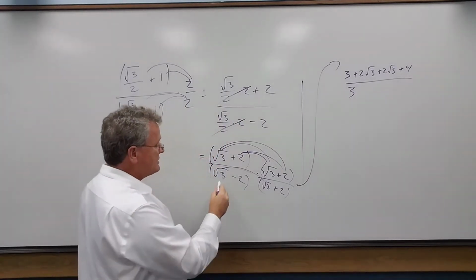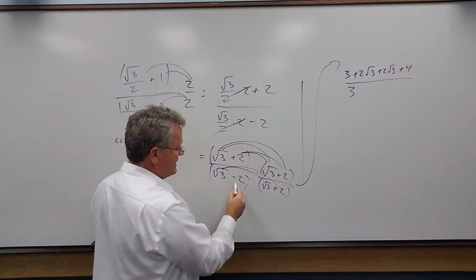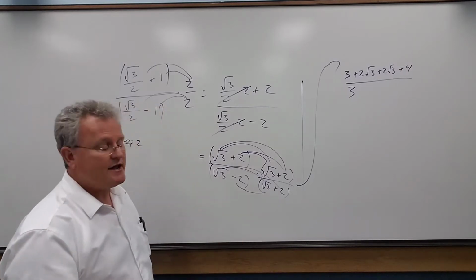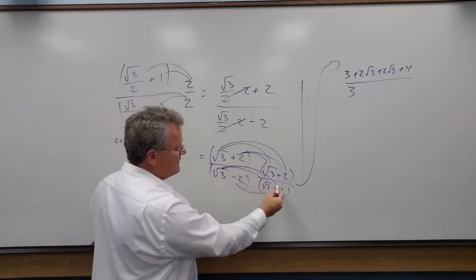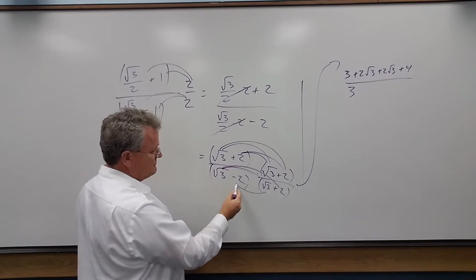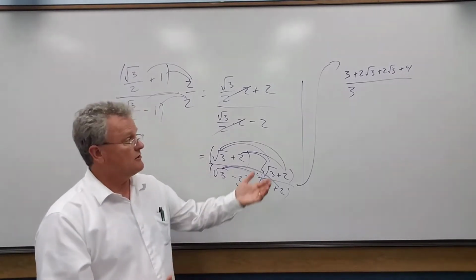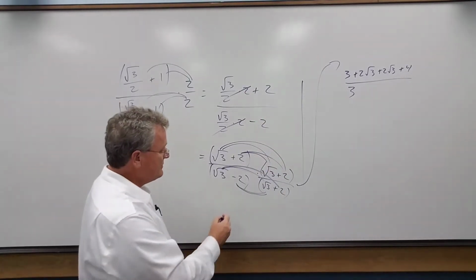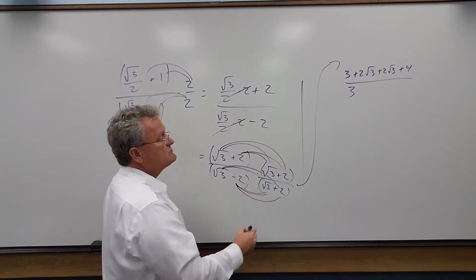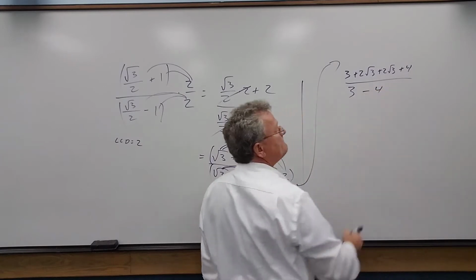Because these are conjugates, the outside and inside terms are always going to add to 0. Here we get positive 2 root 3. Here we get negative 2 root 3, but they add up to 0, so there's no need writing them down. And then negative 2 times 2 is negative 4.